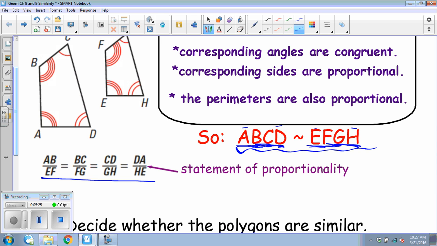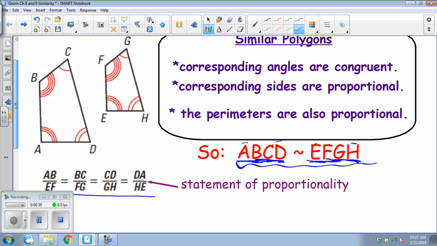Each side that corresponds with another side of the other figure forms a ratio. AB corresponds with EF. So AB, which is this side, if I divide that by its corresponding measure, that gives us a ratio. And that tells us what's called the scale factor.